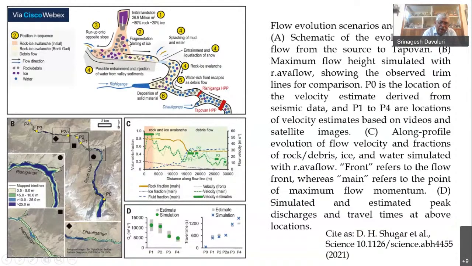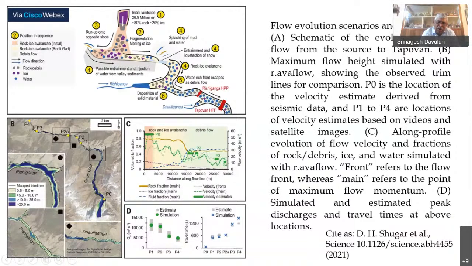While falling, because of the heat created by the sliding, fragmentation and melting of ice starts. Once it hits the ground, the run up onto the opposite slope happens. Then the possible entrainment and injection of water from valley sediment starts, splashing of mud and water begins, entrainment and liquefaction of snow happens, and the rock ice avalanche forms. Then the water-rich front escapes as debris flows and the deposition of solid material is entrenched.